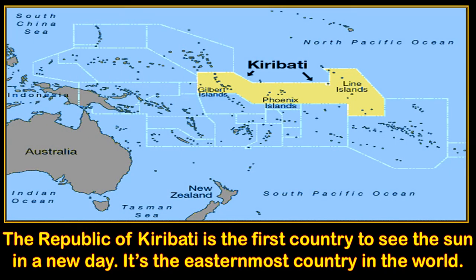Class, have you heard about the country Republic of Kiribati? Now, this is the time for you to know about the significance of this country. The Republic of Kiribati is the first country to see the sun in a new day. It's the easternmost country in the world. So, class, it is not Japan, but it is the Republic of Kiribati that first sees the sunshine.